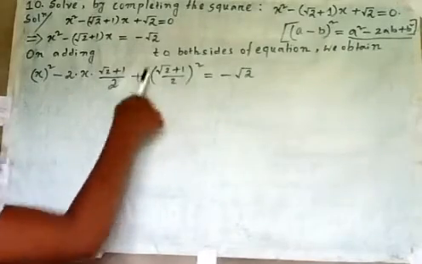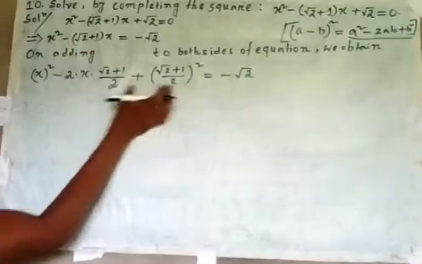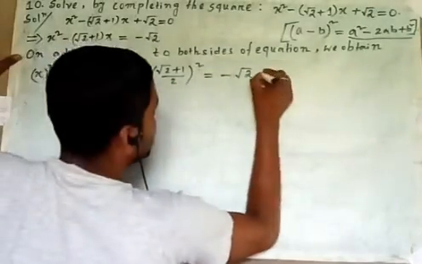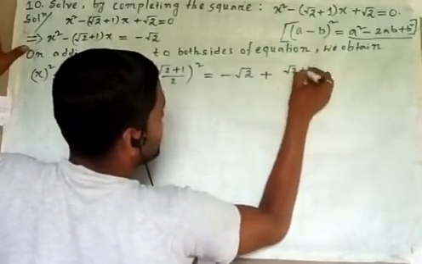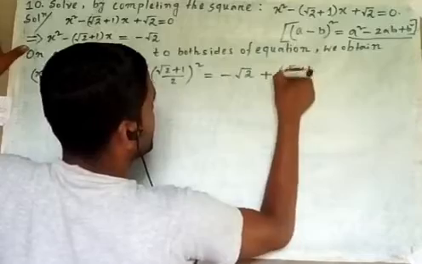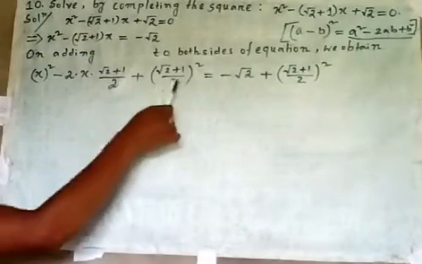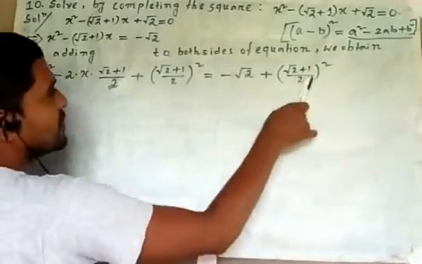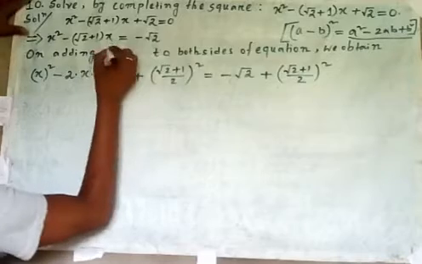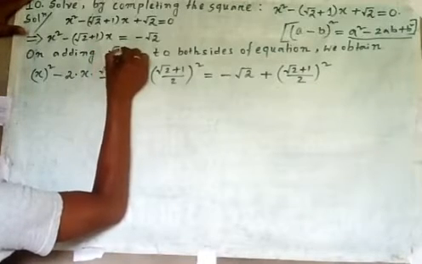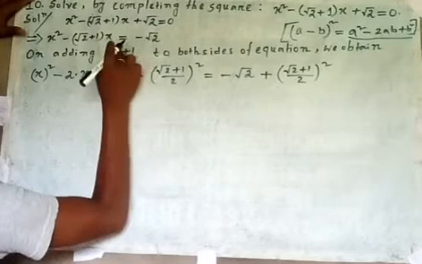So this is what we have to add to both sides. We have added it here, and we also have to add on the right side ((root 2 plus 1) by 2) whole square. So what we have added is ((root 2 plus 1) by 2) whole square.